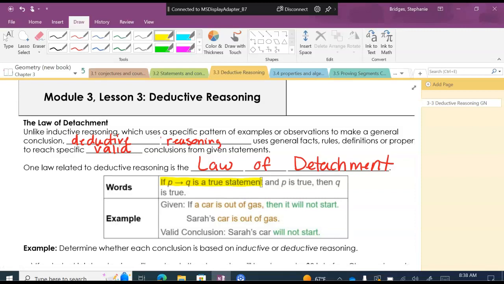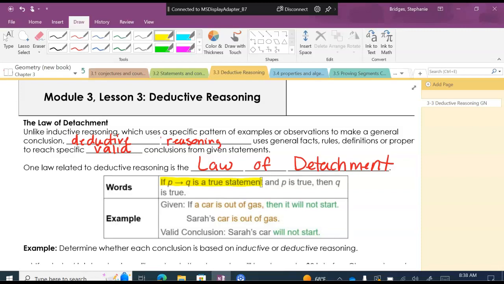Okay, so let's say if you come to class after the bell, then you get a tardy. That's my statement. If you come to class after the bell, then you get a tardy. That's my if, the hypothesis, then the conclusion, okay? And then I'll pick on Kingsley. I'll say Kingsley came to class after the bell.